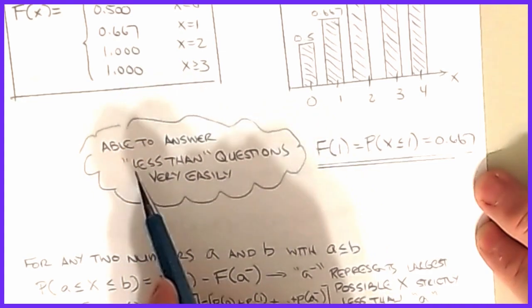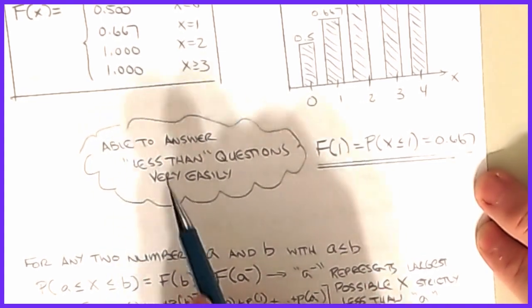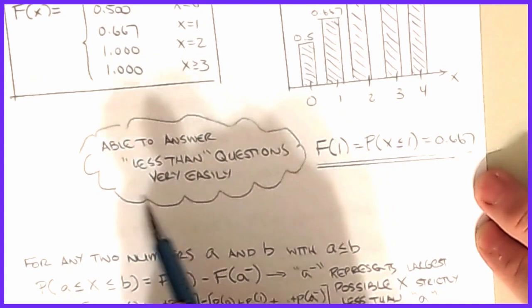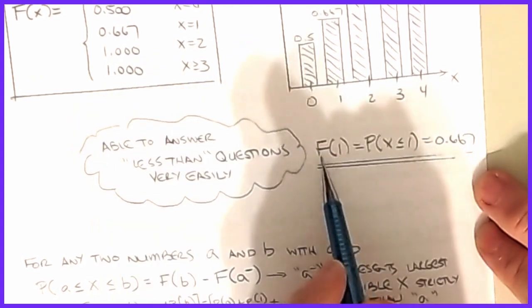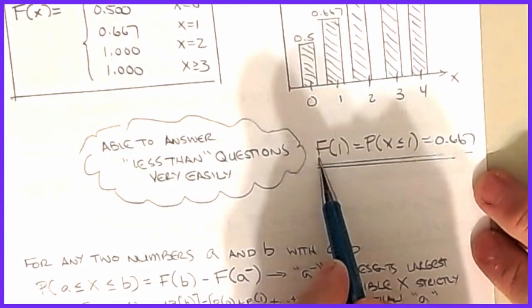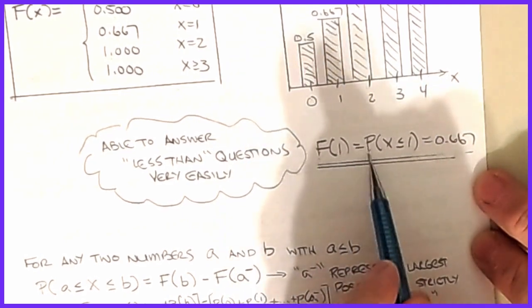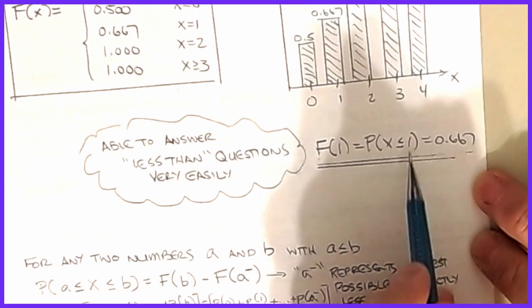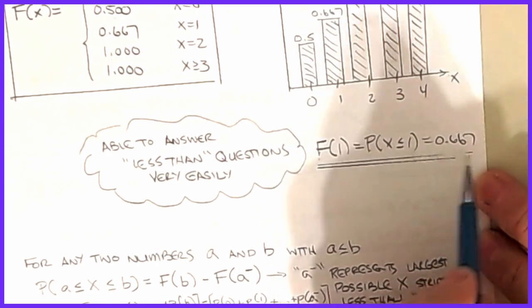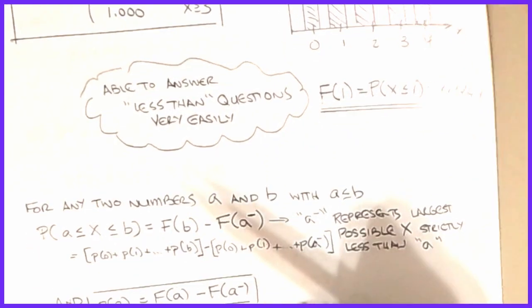Remember, we're always looking for keywords. If you see a less than, your mind should be thinking, hey, can I do this with a cumulative? The notation in your book, and the way it's written in other sources, is that capital F of 1 is the same as the probability of my random variable X being less than or equal to 1, equal to 0.667. And we should be good to go on that.